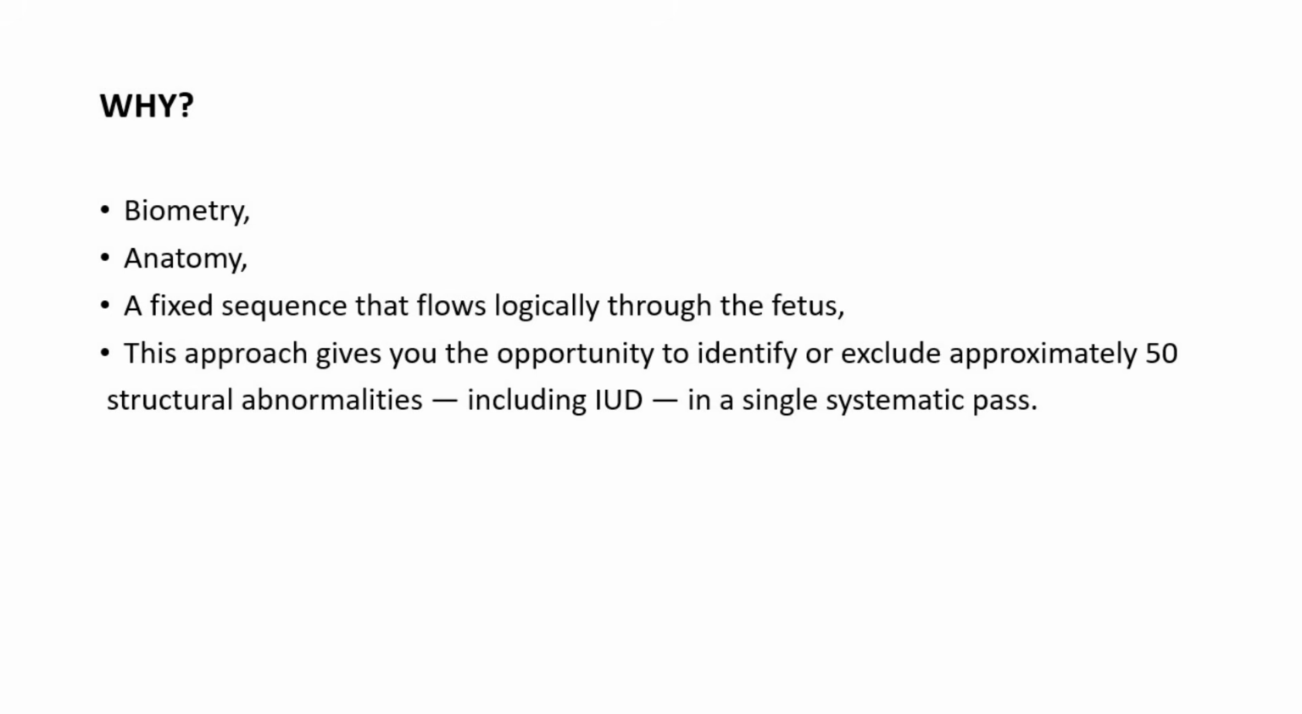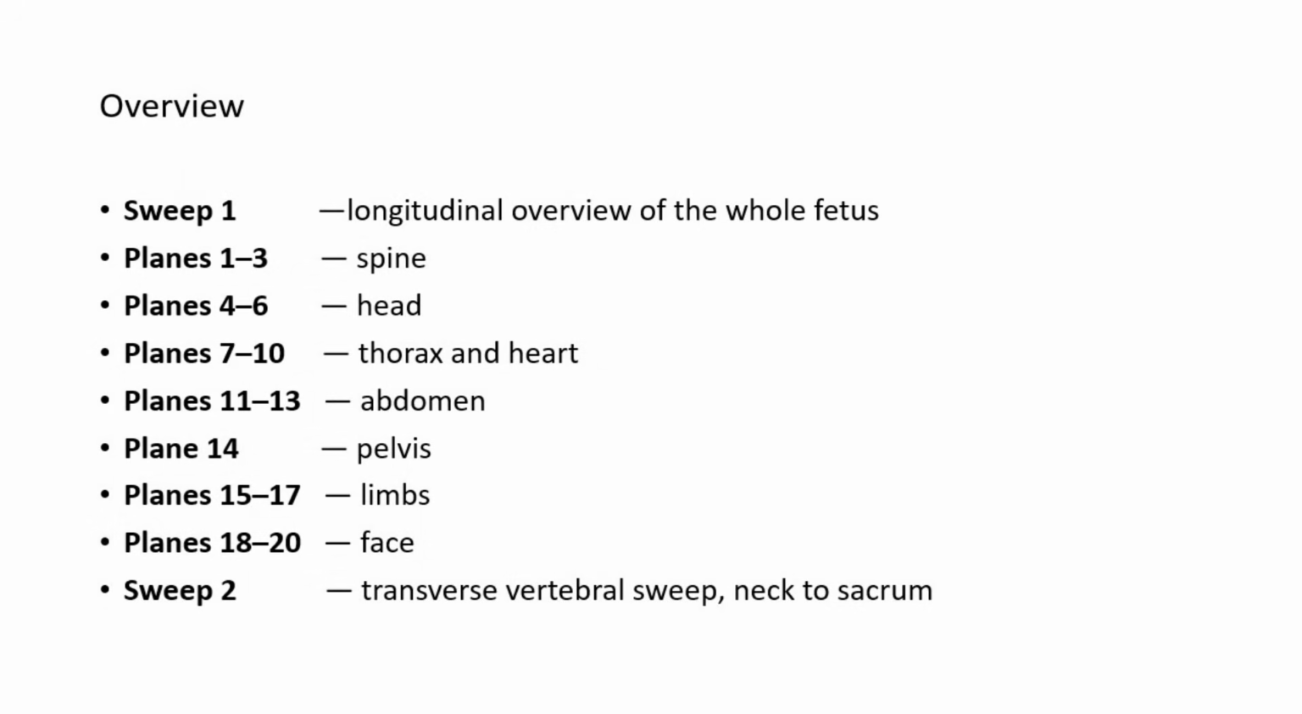Here's the structure at a glance. Sweep 1, longitudinal overview of the whole fetus. Planes 1 to 3, spine. Planes 4 to 6, head. Planes 7 to 10, thorax and heart. Planes 11 to 13, abdomen. Plane 14, pelvis. Planes 15 to 17, limbs. Planes 18 to 20, face. Sweep 2, transverse vertebral sweep, neck to sacrum. Total 22 components, 2 sweeps for global orientation, 20 targeted planes for detailed anatomy.